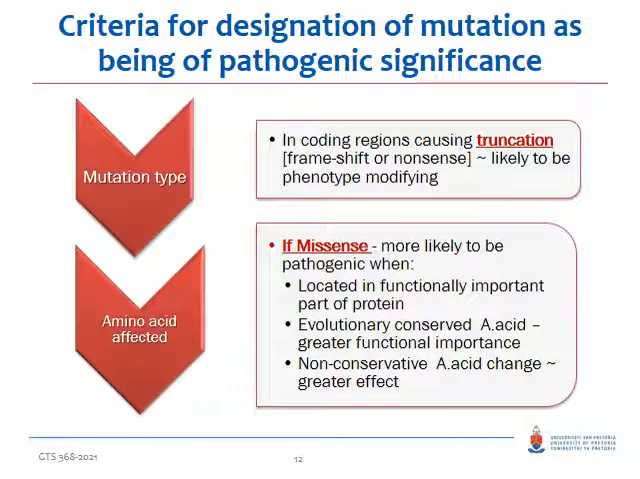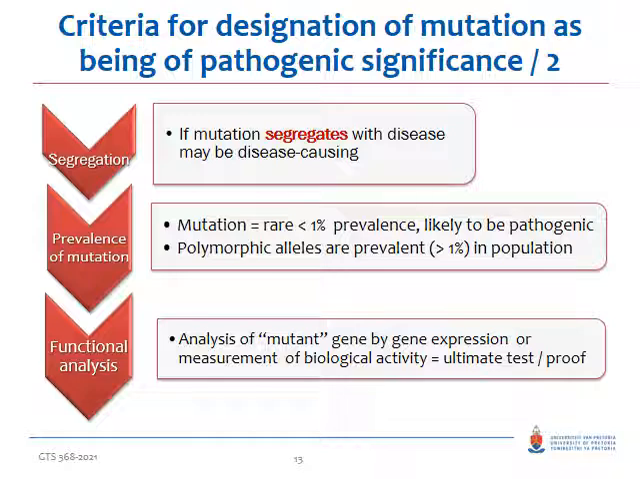it will more likely be pathogenic when it's located in a functionally important part of the protein, or if there's an evolutionary conserved amino acid. In the case of non-conservative amino acid changes, the effect will also be greater. Another factor will be the segregation of the mutation. If the mutation segregates with a specific disease, it may be disease-causing.